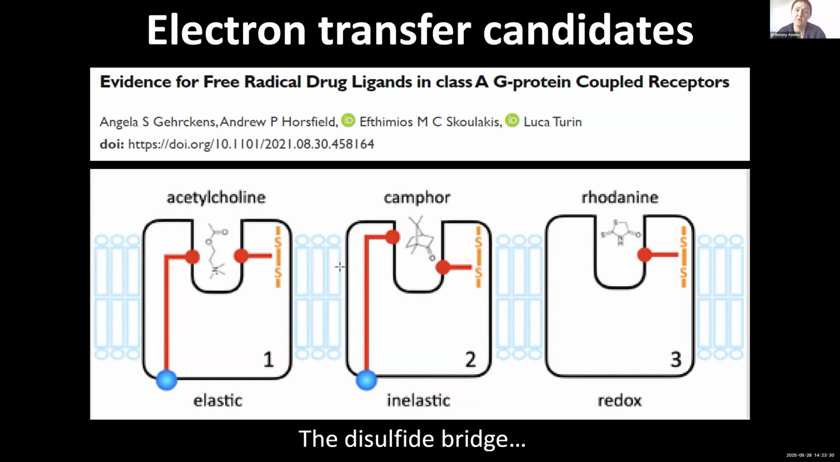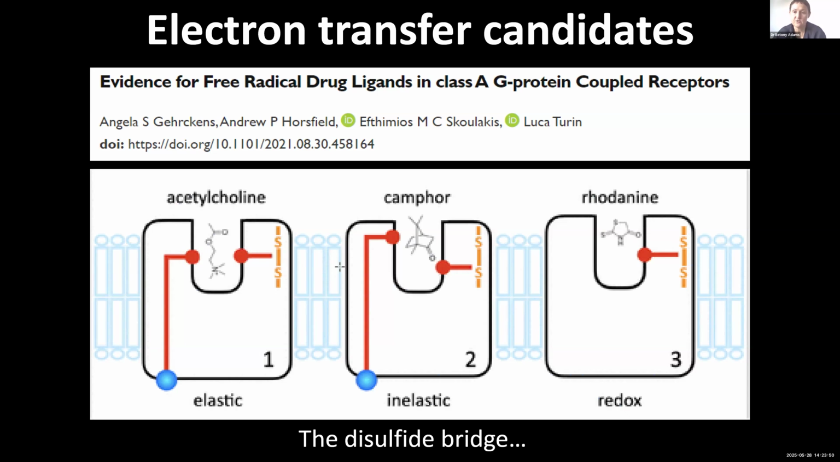And interestingly, or most interestingly to me, is that the end point of this electron transfer, regardless of the path taken, is suggested to be this highly conserved disulfide bond that is integral to receptor function. And you can see it in all of these three diagrams of different types of electron transfer. You can see it as that double S.